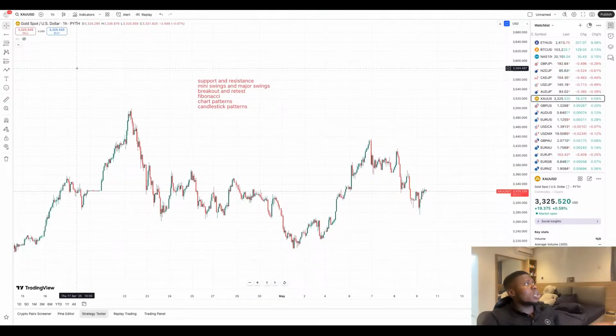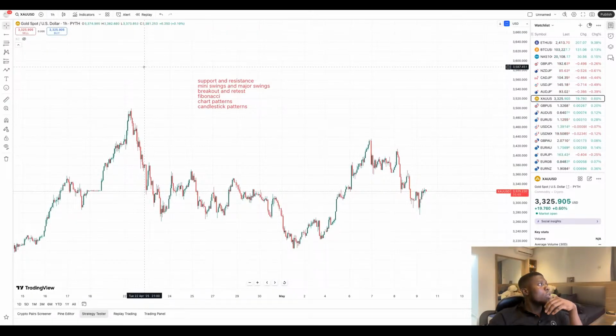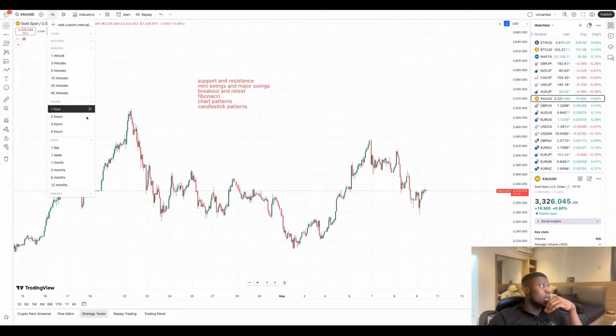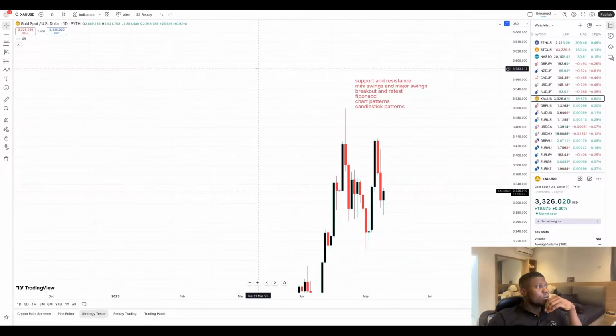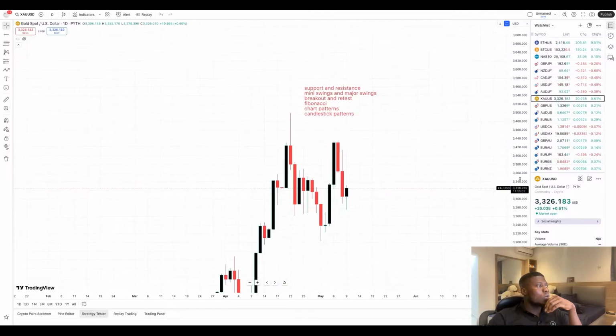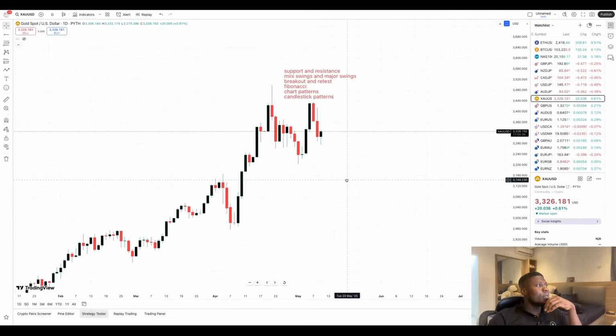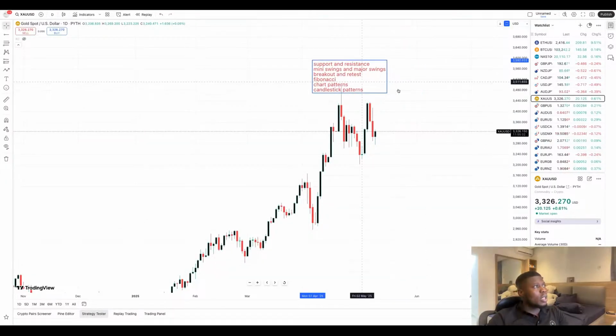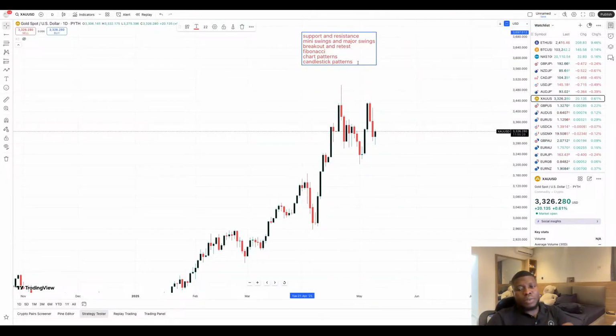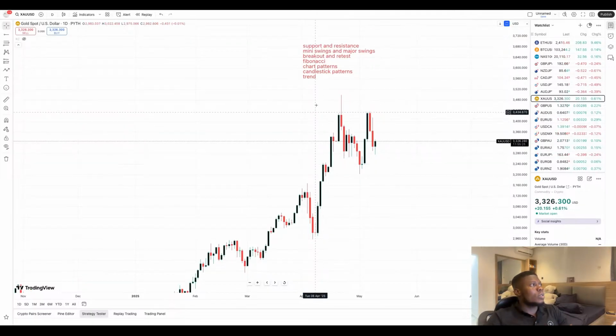So at the moment I'm on gold. I'll go to gold on the 1 day. I'll picture what is happening on the 1 day time frame. So this is gold on the 1 day time frame. Sorry, another thing I need to add here is trend. These are the things I look out for when I'm doing my analysis.